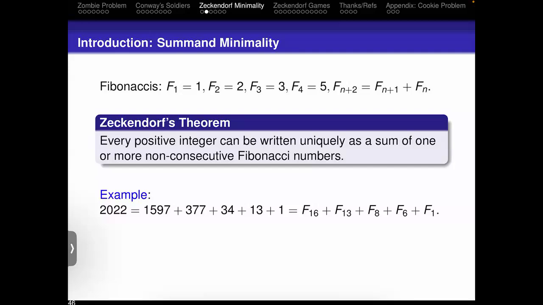So 222, this is using the greedy algorithm. At every moment in time, throw away the largest Fibonacci number you can, look at what's left over, throw away the largest Fibonacci number you can, keep going. It's a nice exercise to make this rigorous, prove this by induction. There are other ways to prove this which give a lot more information.